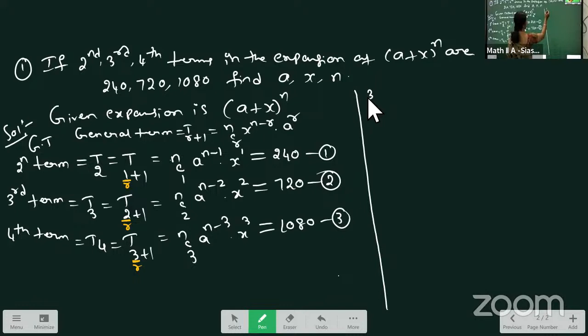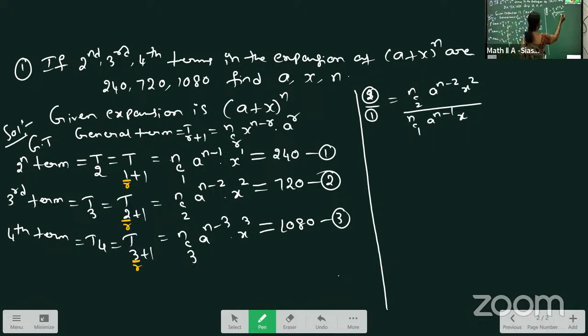Take equation 2 divided by equation 1. Equation 2 divided by equation 1. What is equation 2? NC2 a to the power n minus 2 into x to the power 2, by equation 1, which is NC1 a power n minus 1 into x to the power 1, is equal to 720 by 240. 720 by 240.